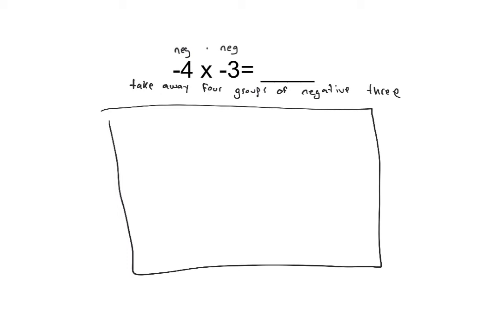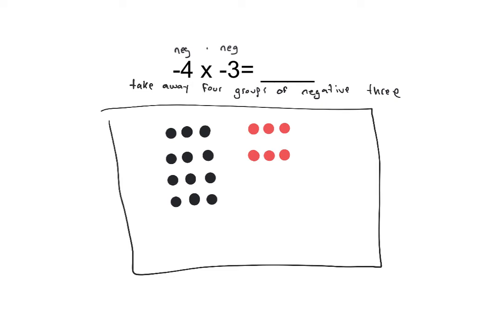I'm going to start with my positives, and I'm going to go ahead and make 4 groups of positive 3. There's 1 group of positive 3, 2 groups of positive 3, 3 groups of positive 3, and 4 groups of positive 3. Got to balance out my table. Got to keep it equal to 0. So I'm going to add my negatives. I'm going to add 4 groups of negative 3. 1 group of negative 3, 2 groups of negative 3, 3 groups of negative 3, and 4 groups of negative 3. So my table equals 0, but now I can do my math.